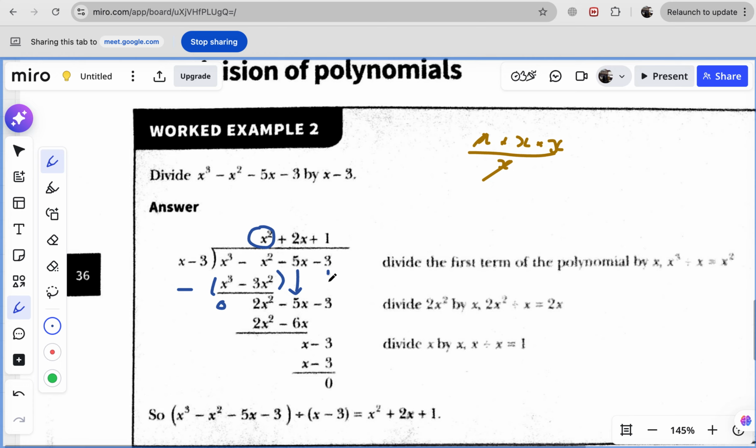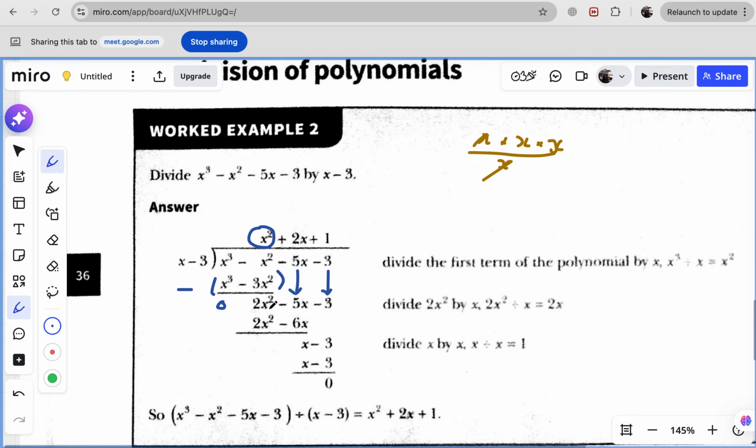You bring this one down to join this. We only have this one now. You bring this one down to have your complete polynomial, the remaining part of your polynomial. So you now have 2s squared minus 5s minus 3. This is what you have now.